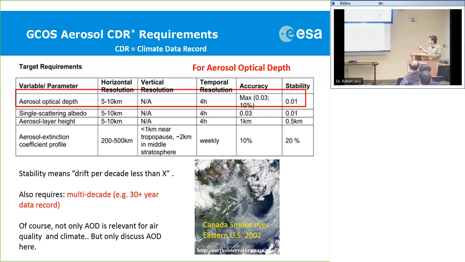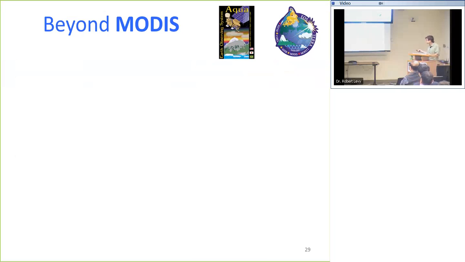And then the other requirement, which we obviously don't make from 1 overpass per day or even 2, is a temporal resolution of every 4 hours. The other part is that it requires a multi-decade record. And so, yeah, we're almost at 20 years, but 30 years or more would be better. And so that's what we do.